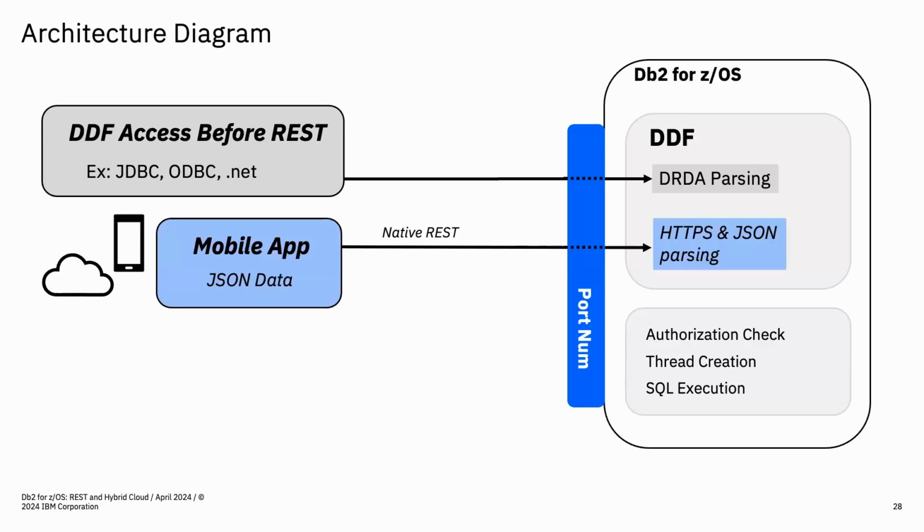Now we have REST. We have our mobile application in the cloud, as indicated by those icons, with our JSON data, those name value pair formats, using native REST through the same port number. And now once inside of DB2, we're going to parse it based off of JSON and HTTP. HTTPS is for secure. And once inside of DB2, regardless, you can do everything that you would normally do, like authorization checks, thread creation, SQL execution, etc.